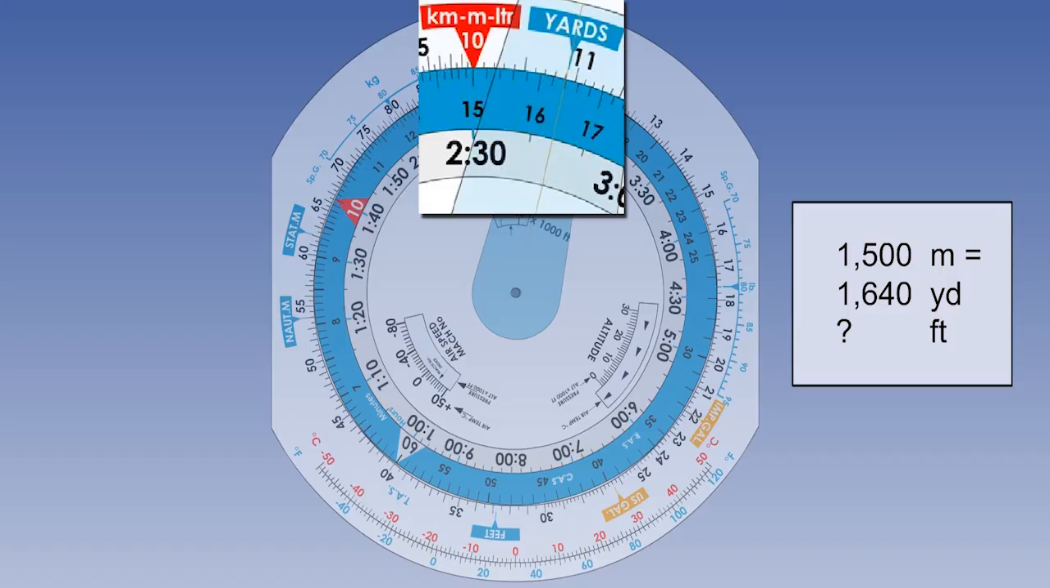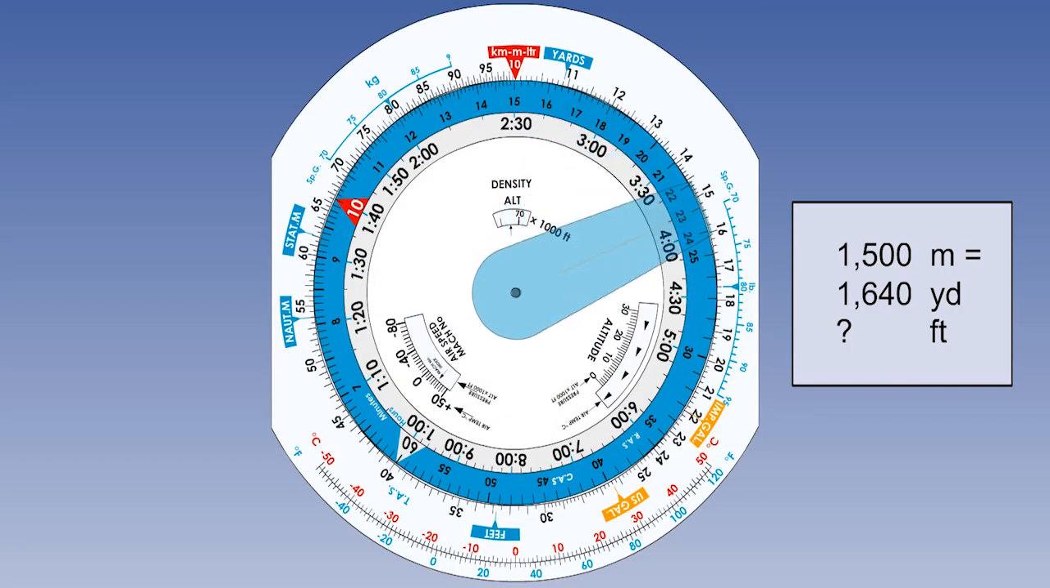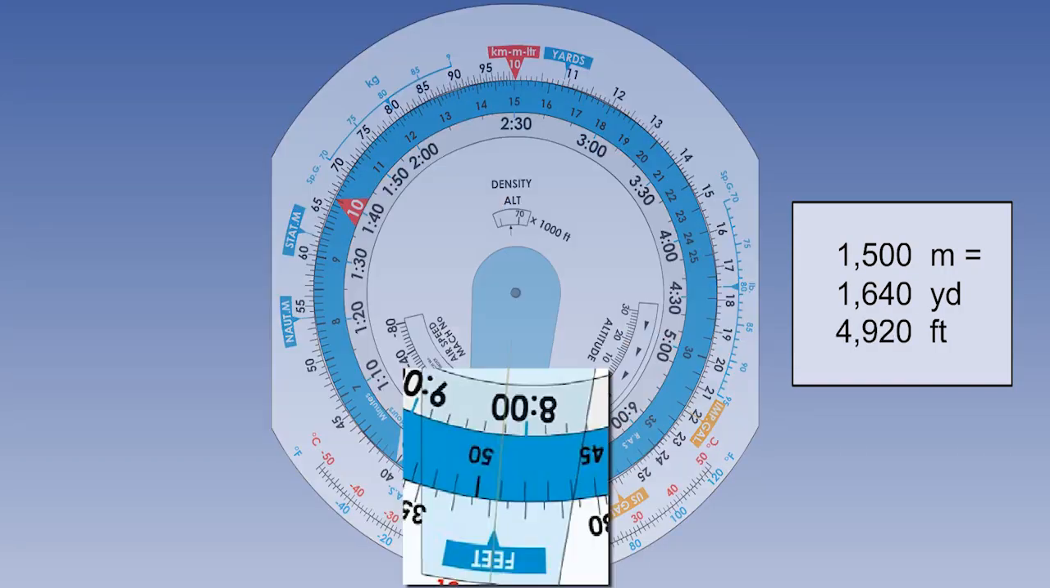Now, still maintaining the relative positions of the inner and outer scales, move the cursor over the feet index and read off 49.2. Our rough calculation tells us that the number of feet in 1500 metres is 4,920.